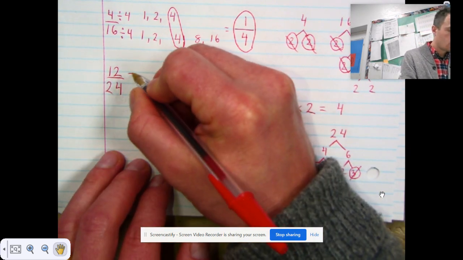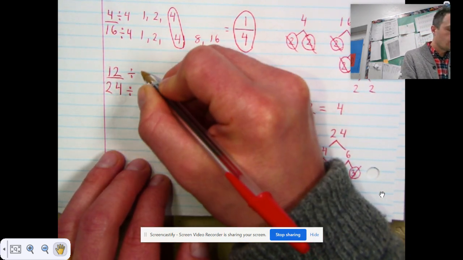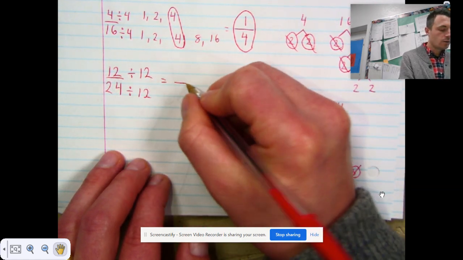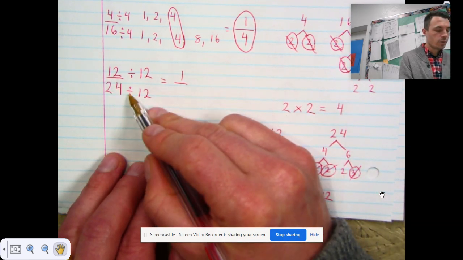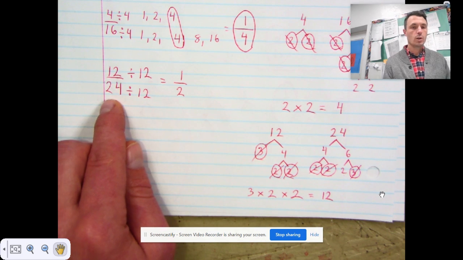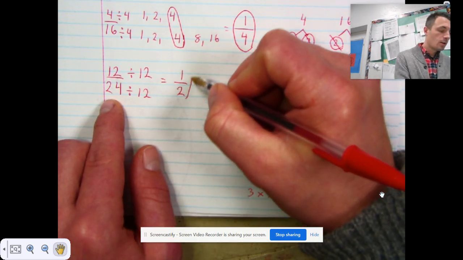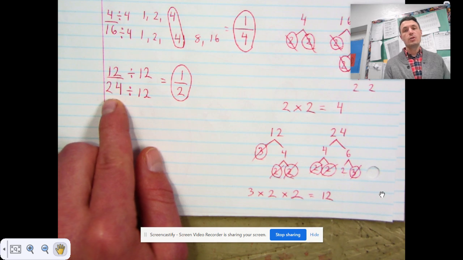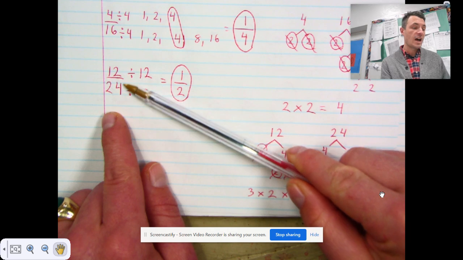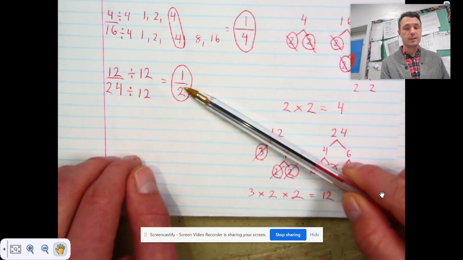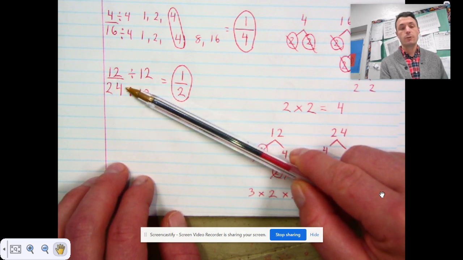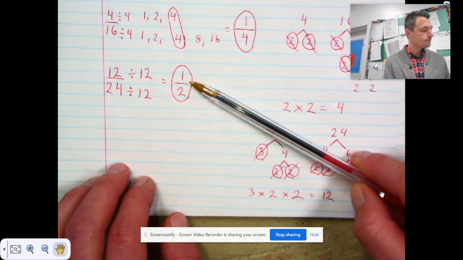So now we divide the numerator and denominator by the greatest common factor, by 12. 12 divided by 12 is 1, and 24 divided by 12 is 2. So 12 over 24 in simplest form is 1/2. And you can tell some of these you can simplify in your head, because if you know that 12 is half of 24, you already know it's going to simplify to 1/2. Anytime the numerator is exactly half of the denominator, it's going to simplify to 1/2.